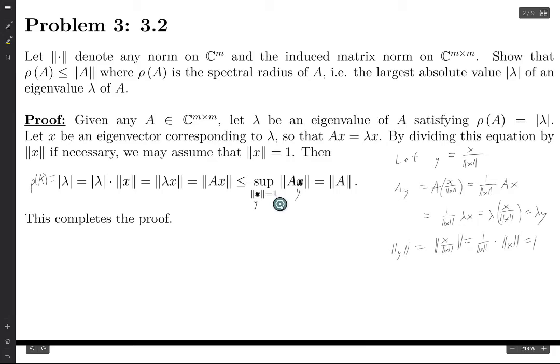But anyways, this supremum is by definition the induced matrix norm. And so we have the spectral radius over here, the less than or equal sign, and then the matrix norm of A. And that's the inequality that we want to prove, and so we're done.